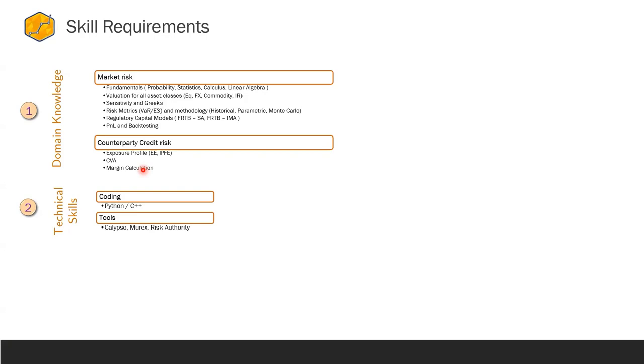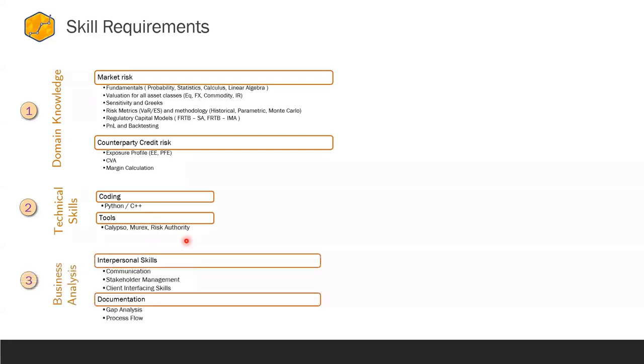All right? Okay. And in the job description, you'll find sometimes they mention specific tools that you must have experience in, Calypso or Murex, or there is a product from Moody's called Risk Authority. So these are commercial off-the-shelf products that banks use, okay? These are like ready-made risk solutions. So only when you get into a job and get the opportunity to work on such a tool, you'll learn about the tool. There is no way that you can learn it outside, unless you take a specific certification in these to know about the tools.